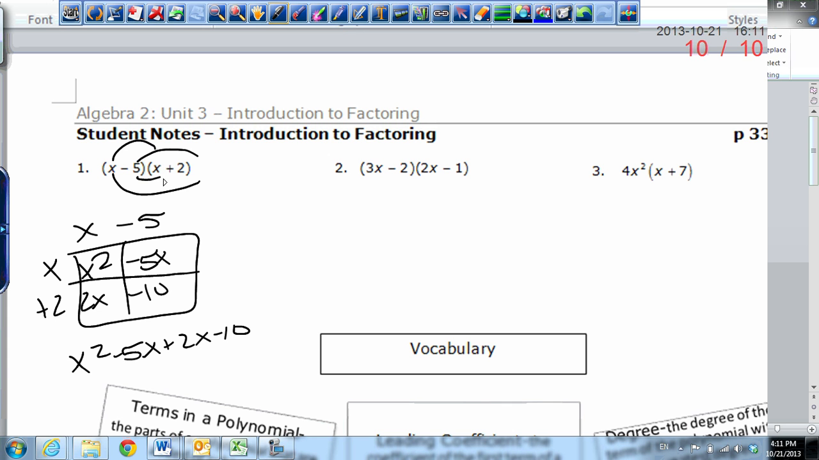You know, first, x times x, outside, x times 2x, inside, negative 5x, last, negative 10. Same thing. Let's add our two terms together on the inside. So I get x squared minus 3x minus 10. Boom.